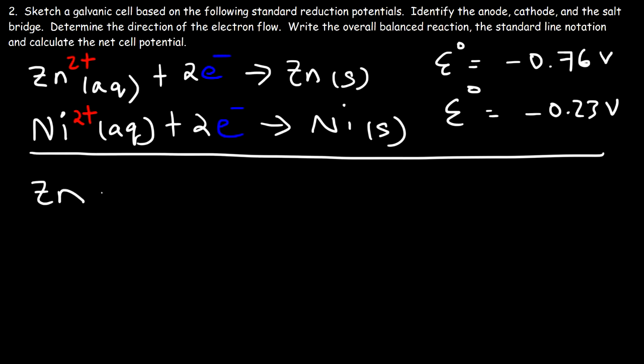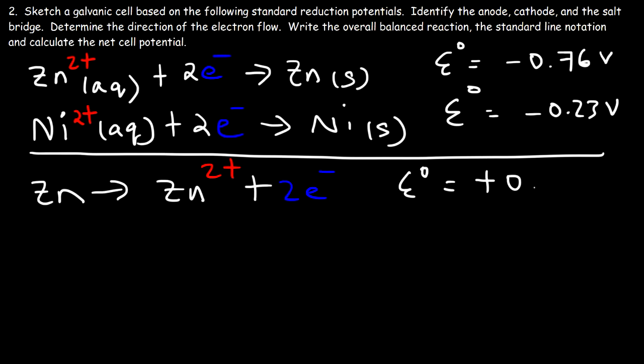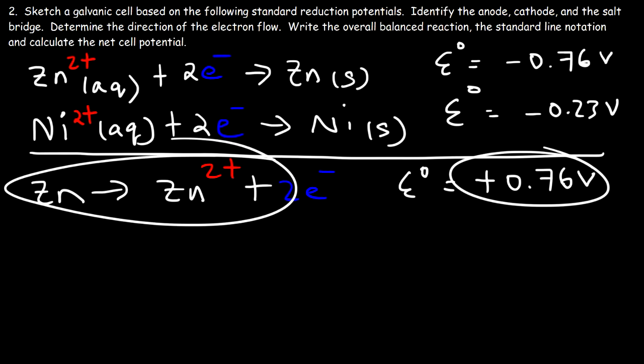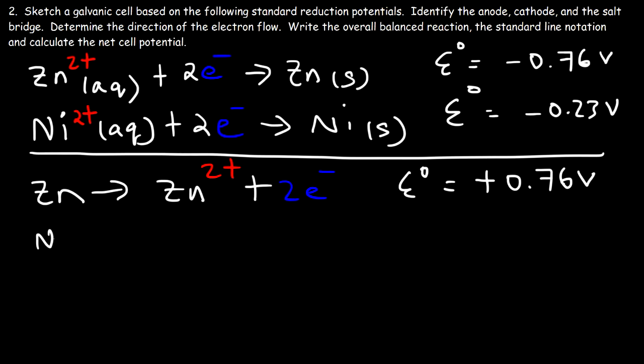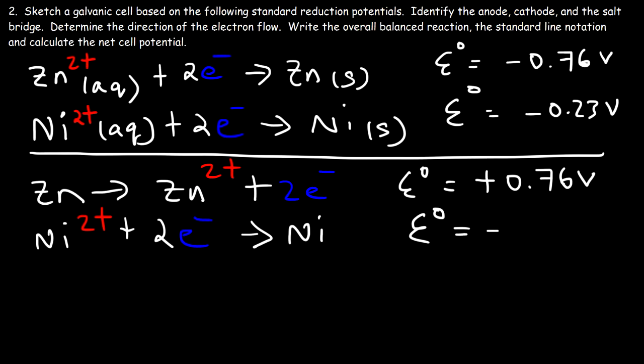So I'm going to reverse the first reaction, and I'm going to leave the second one exactly the way it is. So now the cell potential for this reaction is positive 0.76. If you multiply the reaction by 2, the cell potential will not change. All you can do is reverse it. Now let's leave the second one exactly the way it is. And so the cell potential for this is going to stay negative 0.23 volts.